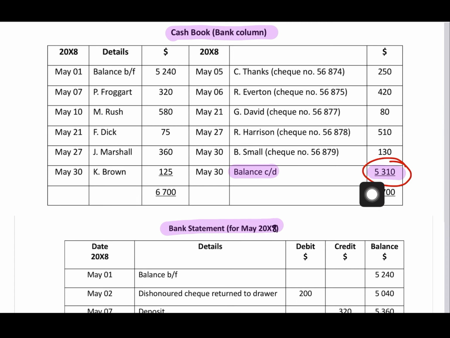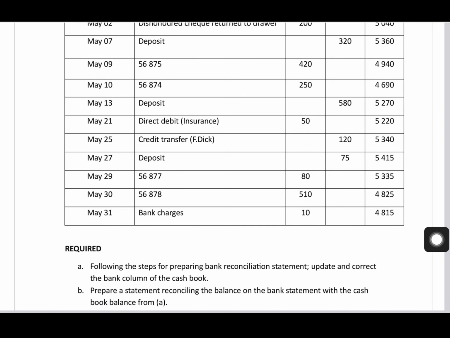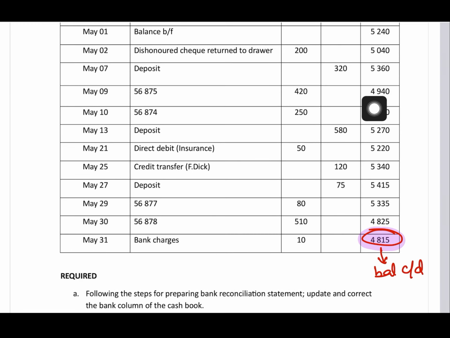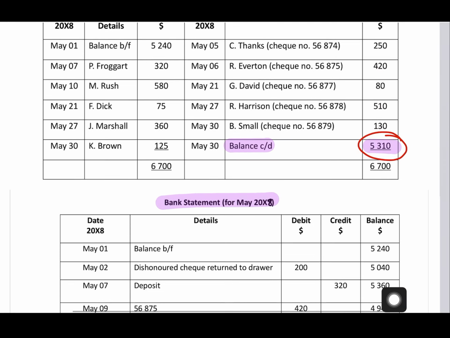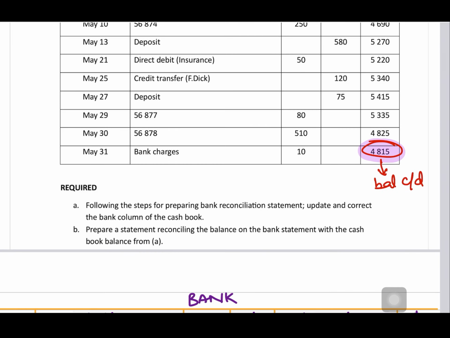So the cash book is showing me a balance carried down at 30th May of 5310. However, we can see in the bank statement that the final balance is not this, it is 4815, right? This is the balance carried down. It is usually not given with the term balance carried down. The last balance is the balance CD, so it's assumed that this is the CD balance. After every transaction we can see the balance, and then the ending balance is the CD balance. And right now in Bobby's business the balances are not matching with each other.